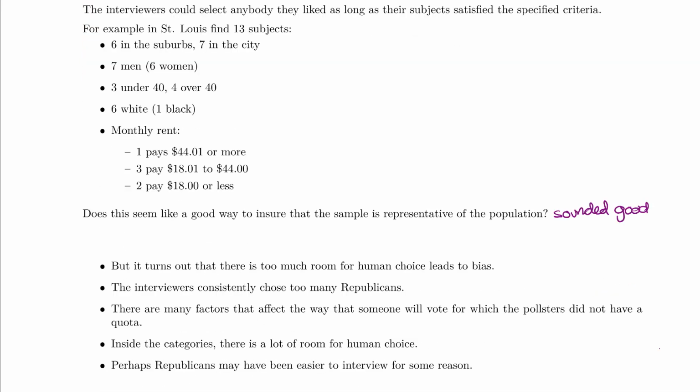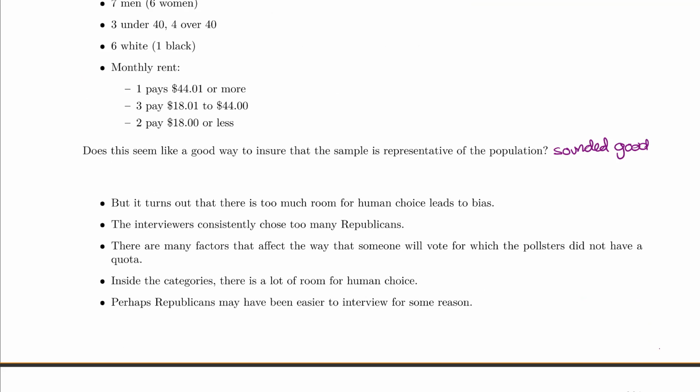Okay. But it turns out that there's way too much room for human choice. And that human choice leads to bias. The interviewers somehow consistently chose too many Republicans. Now, maybe that was because the pollsters themselves were Republicans. So maybe when they were walking down the street, they found people and thought, oh, he kind of looks like me. I want to go interview him.